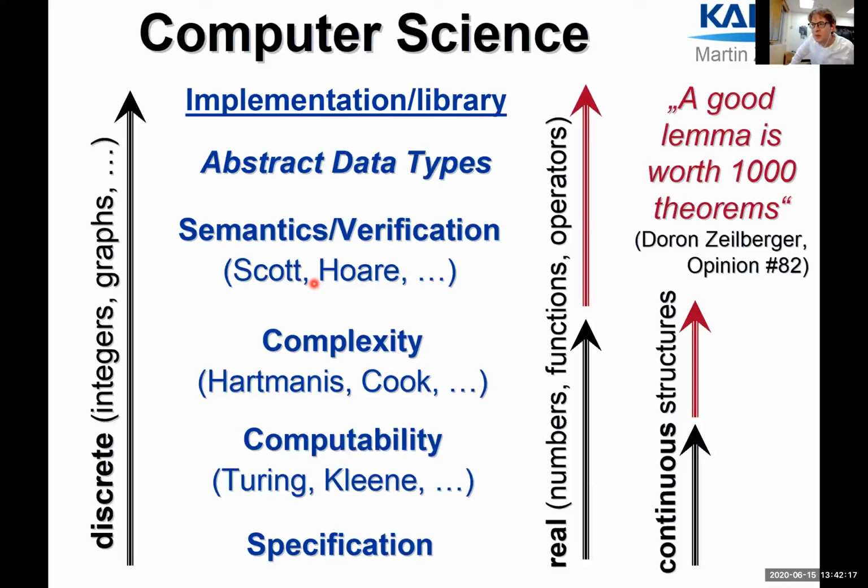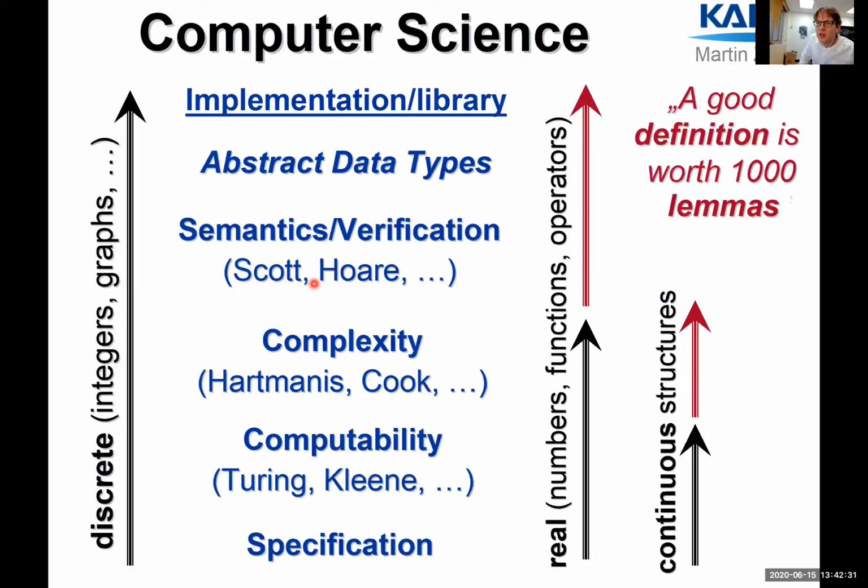To quote Doron Zeilberger's opinion number 82, he says, a good lemma is worth 1,000 theorems, and I agree, but preceding lemmas are definitions. A good definition is worth 1,000 lemmas. So let's first strive to find the right definitions. Let's find the definition of computational complexity on abstract spaces like the L2 Hilbert space. Let's find the definitions of computational complexity for functionals and for higher types beyond functionals. And this is the motivation for my present tutorial, for my present talk.